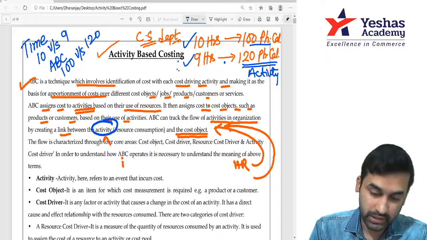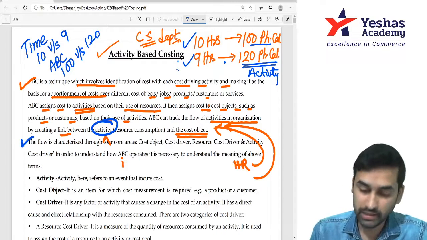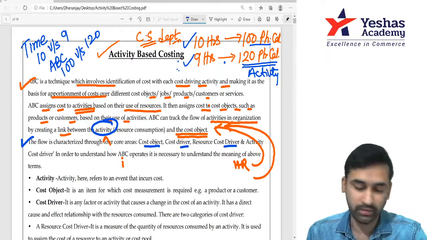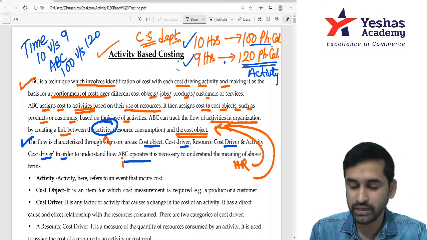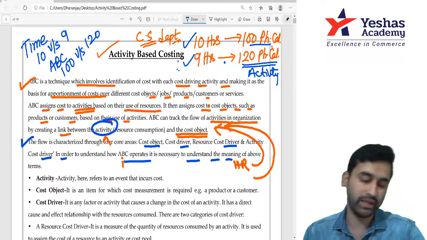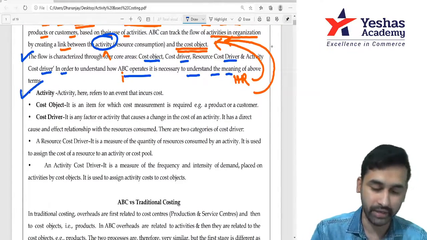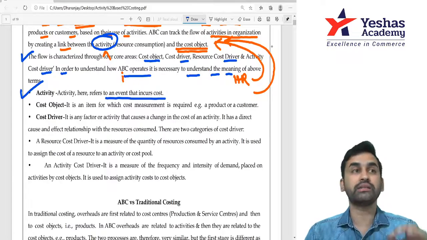The flow is characterized through four core areas: cost object, cost driver, resource cost driver, and activity cost driver. In order to understand how ABC operates, it is necessary to understand the meaning of the above. Let's understand. First, activity. Activity here refers to an event that incurs cost.